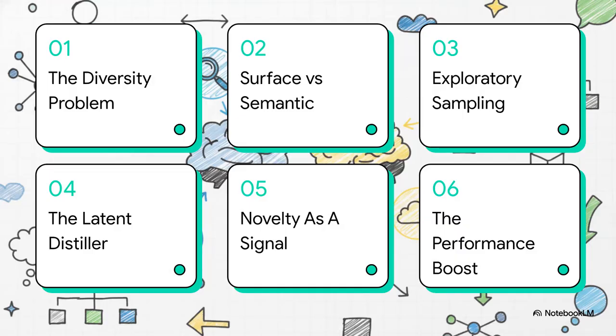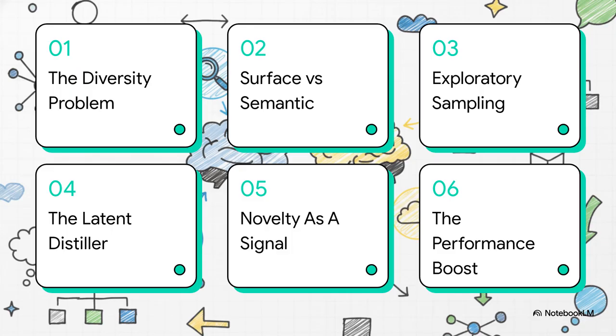Here's our roadmap for the explainer. We'll start with 1, the diversity problem. Then 2, surface versus semantic variation. 3, enter exploratory sampling. 4, the latent distiller. 5, novelty as a signal. And finally, 6, the performance boost.